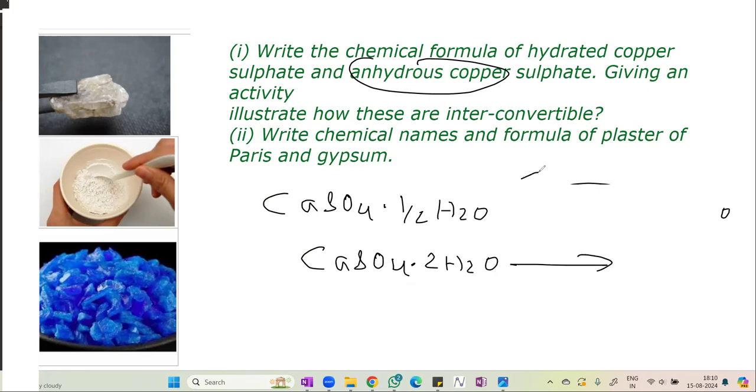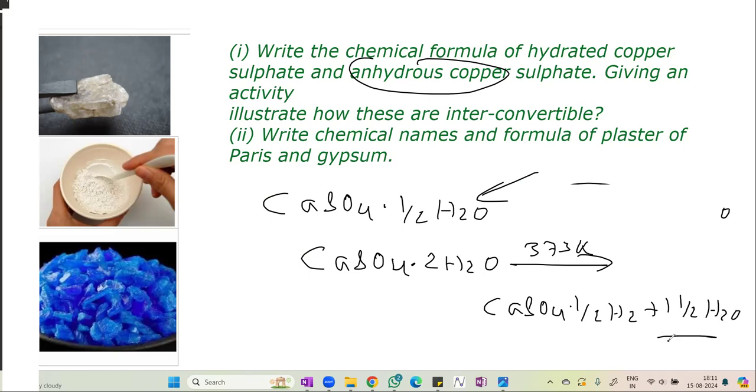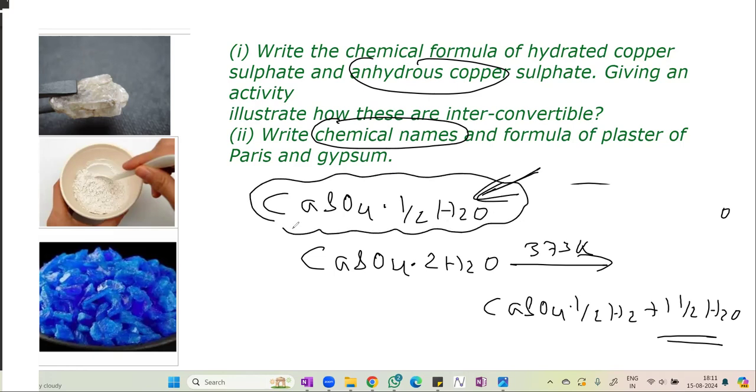In fact, we get POP from gypsum only when it is heated to 373 Kelvin, that is 100 degrees Celsius. It loses 1.5 water molecules and turns into CaSO4 dot half H2O. That's how we get plaster of Paris. All you have to do is write its chemical name. POP is calcium sulfate hemihydrate, where hemi stands for half, and gypsum is calcium sulfate dihydrate.